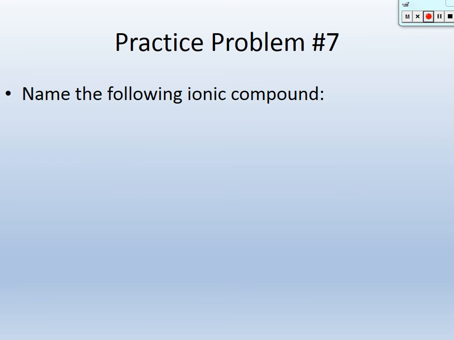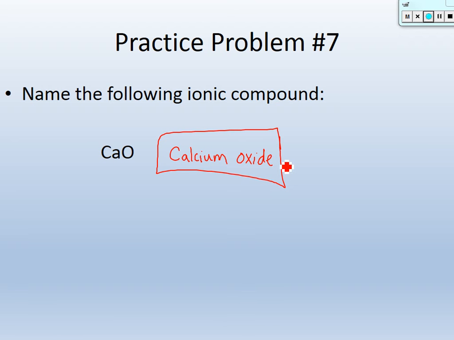Practice problem number 7. Now let's name this one. Okay. What is Ca? Calcium. Don't change the name of the metal, the first one. O is what? Oxygen. How do we change its name? So the name of it is calcium oxide.